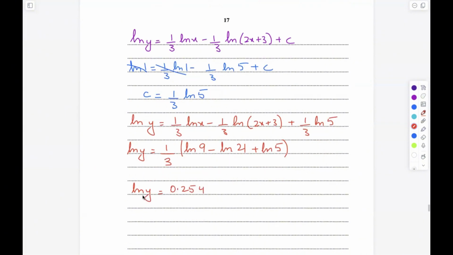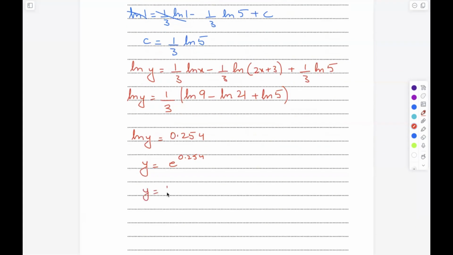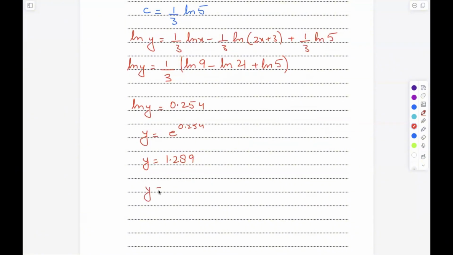And then to find the value of y, y will be equal to e to the power 0.254. Substituting this in the calculator, we'll get e to the power 0.254, which is equal to 1.289. So y will be equal to 1.289. And as we have to give our answer to 3 significant figures, the final answer will become y equals 1.29.